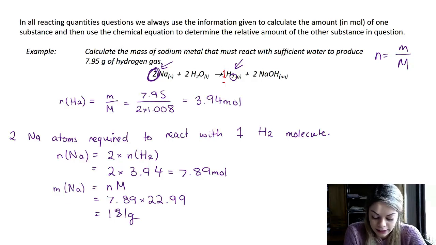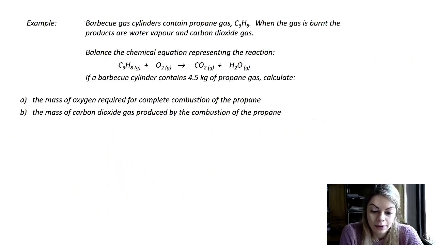Okay, let's do the next example. Barbecue gas cylinders contain propane gas, so that's C3H8. When the gas is burnt, the products are water vapor and carbon dioxide. Balance the chemical equation representing the reaction.